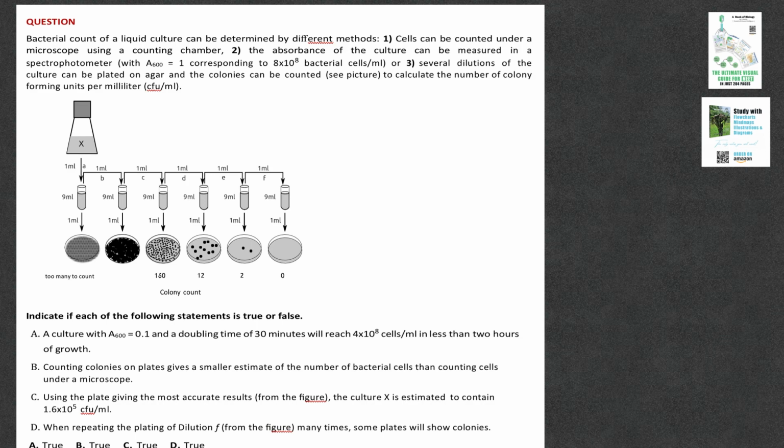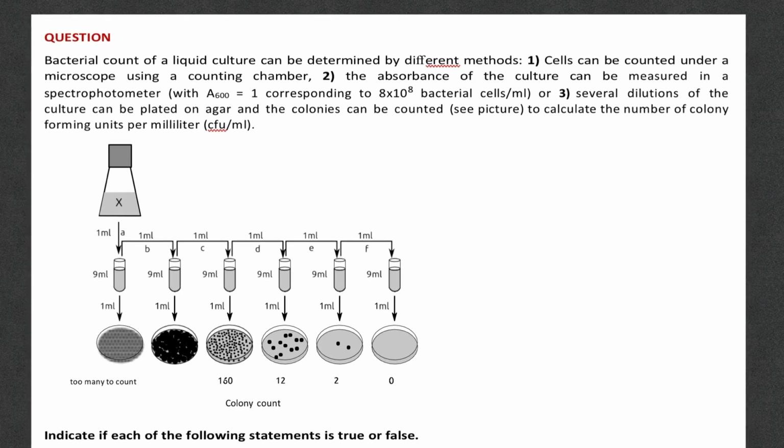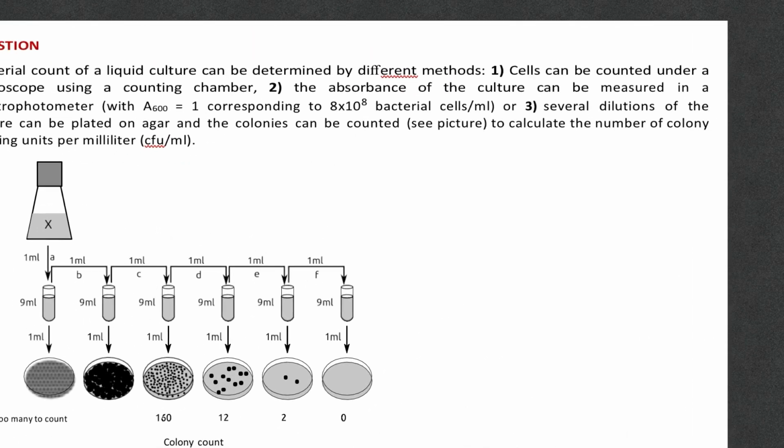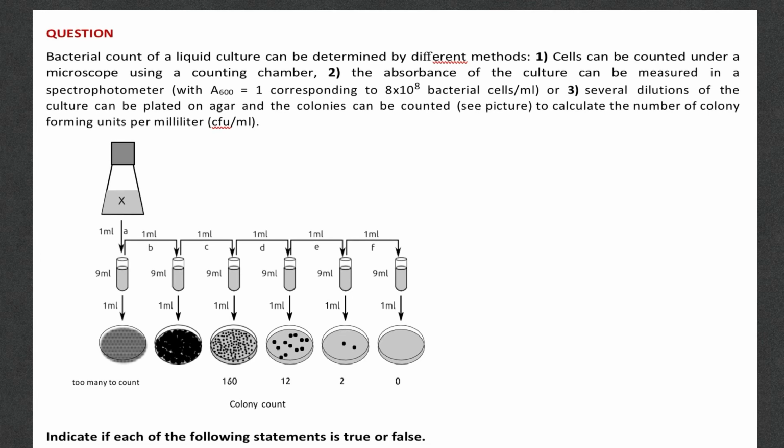Let's get started. Bacterial count of a liquid culture can be determined by different methods. Now, what are those methods that they are talking about? First, the cells can be counted under a microscope. So you take a small sample, then you put it under the microscope, and then of course you can count it. Second, you can use the Beer-Lambert's law.